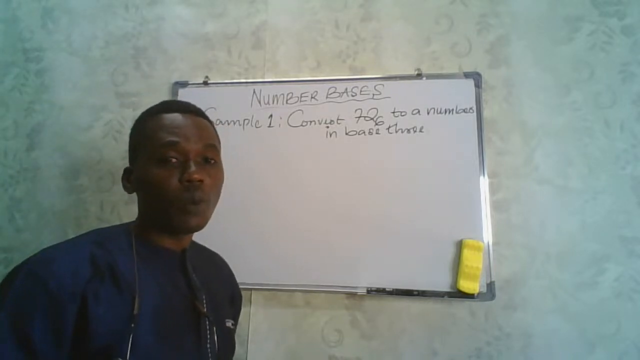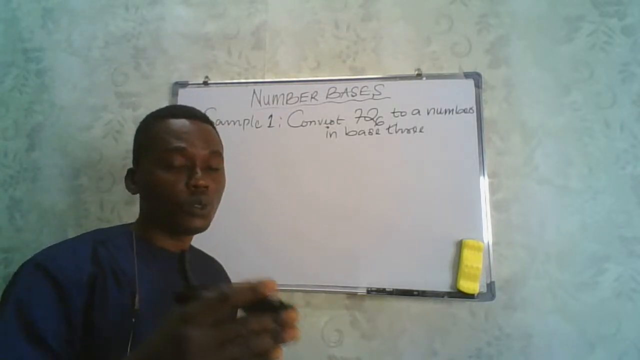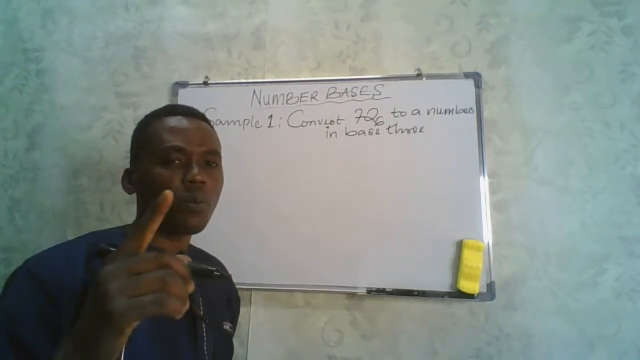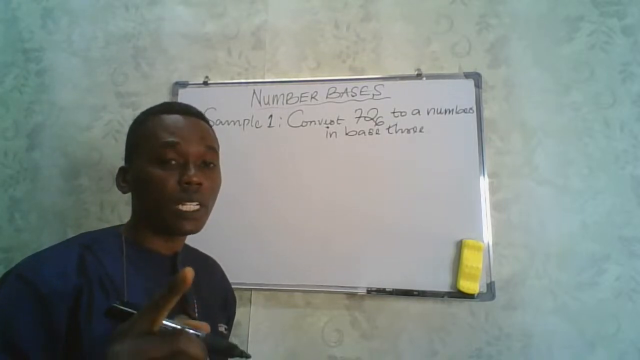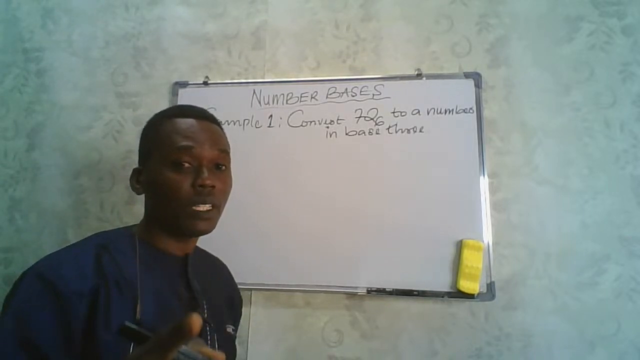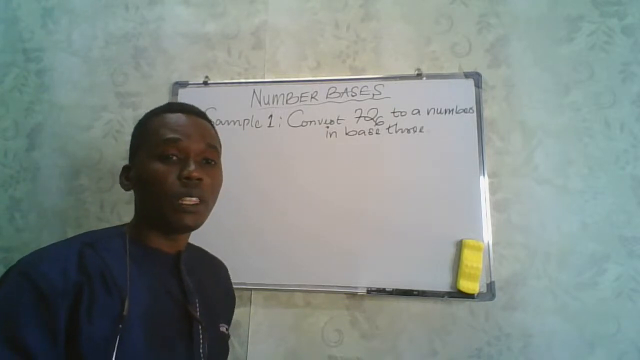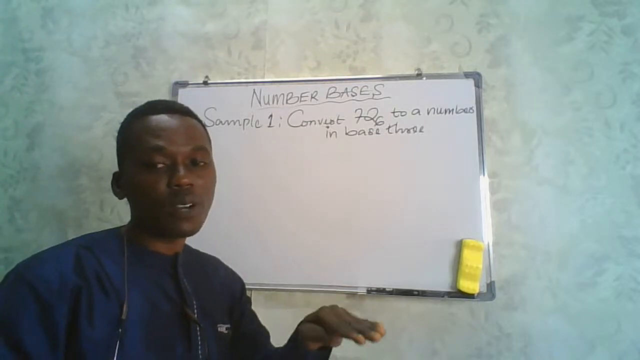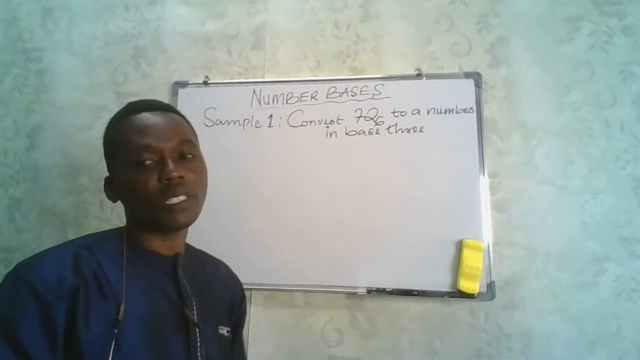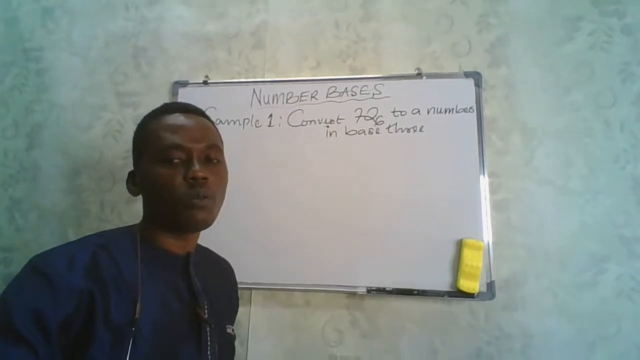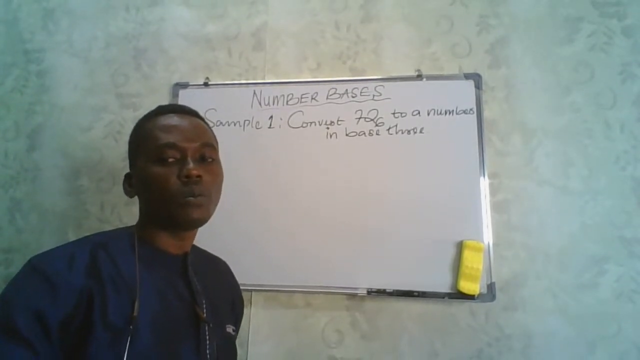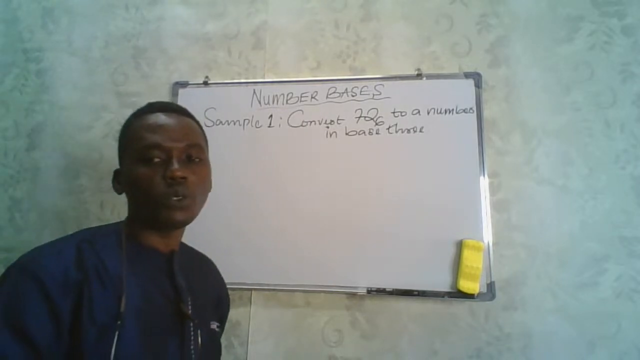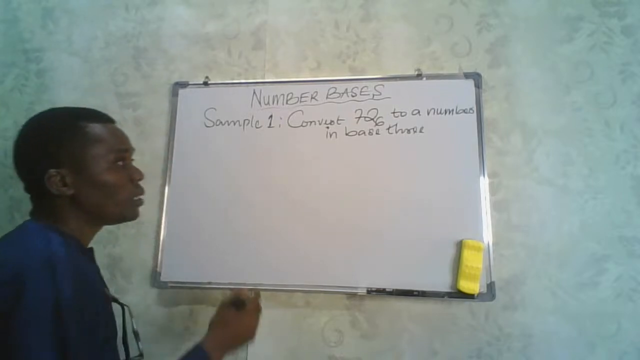Remember, in Keynote 3, we talk about converting from one base to another. And remember what I told you? I said if you are asked to convert from one base to another, the main important thing to do is to convert from that base to base 10, which is the normal basic conversion, and then the result you get, you now convert that result to base what? To base 3. Now, how do we do this? We are going to convert 72 to base 10.